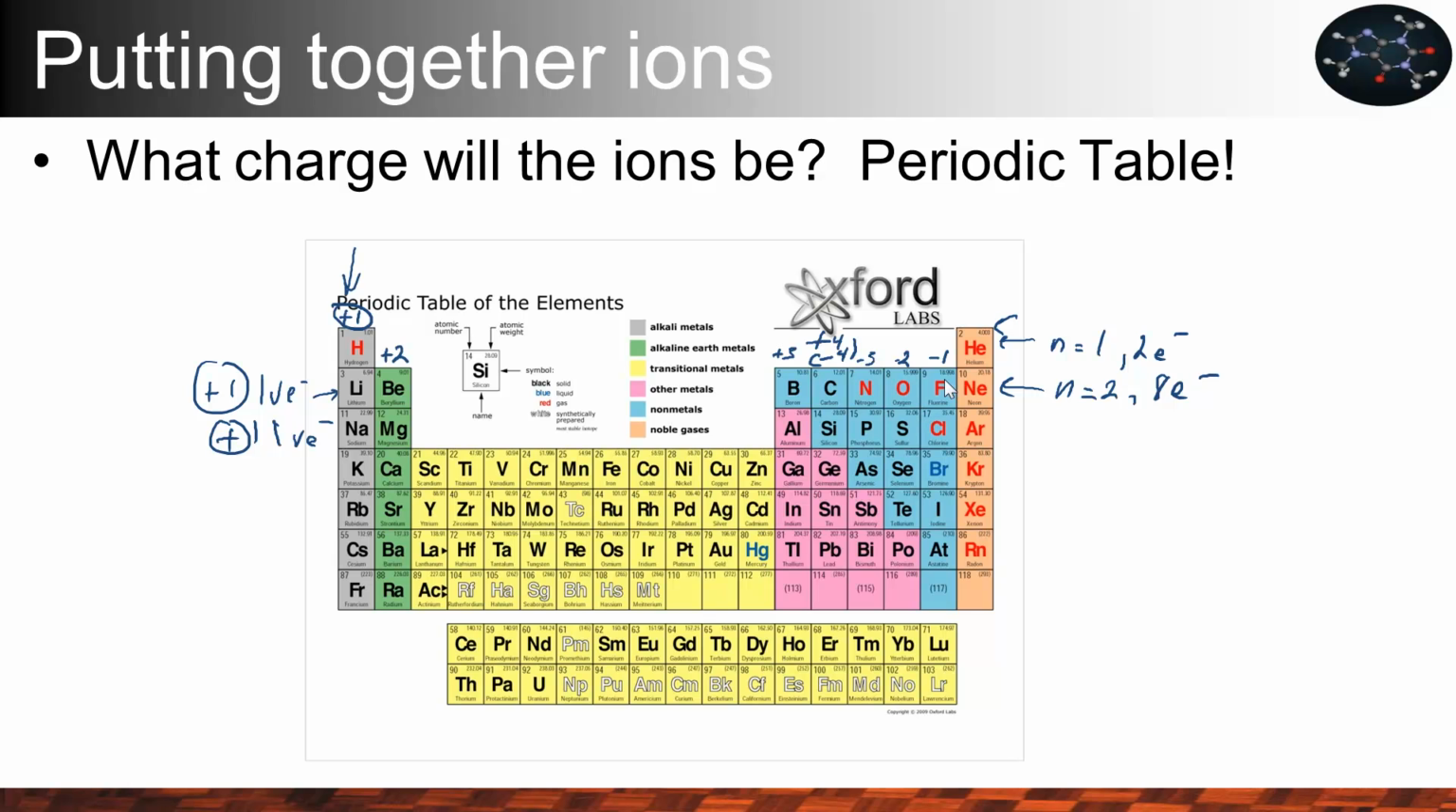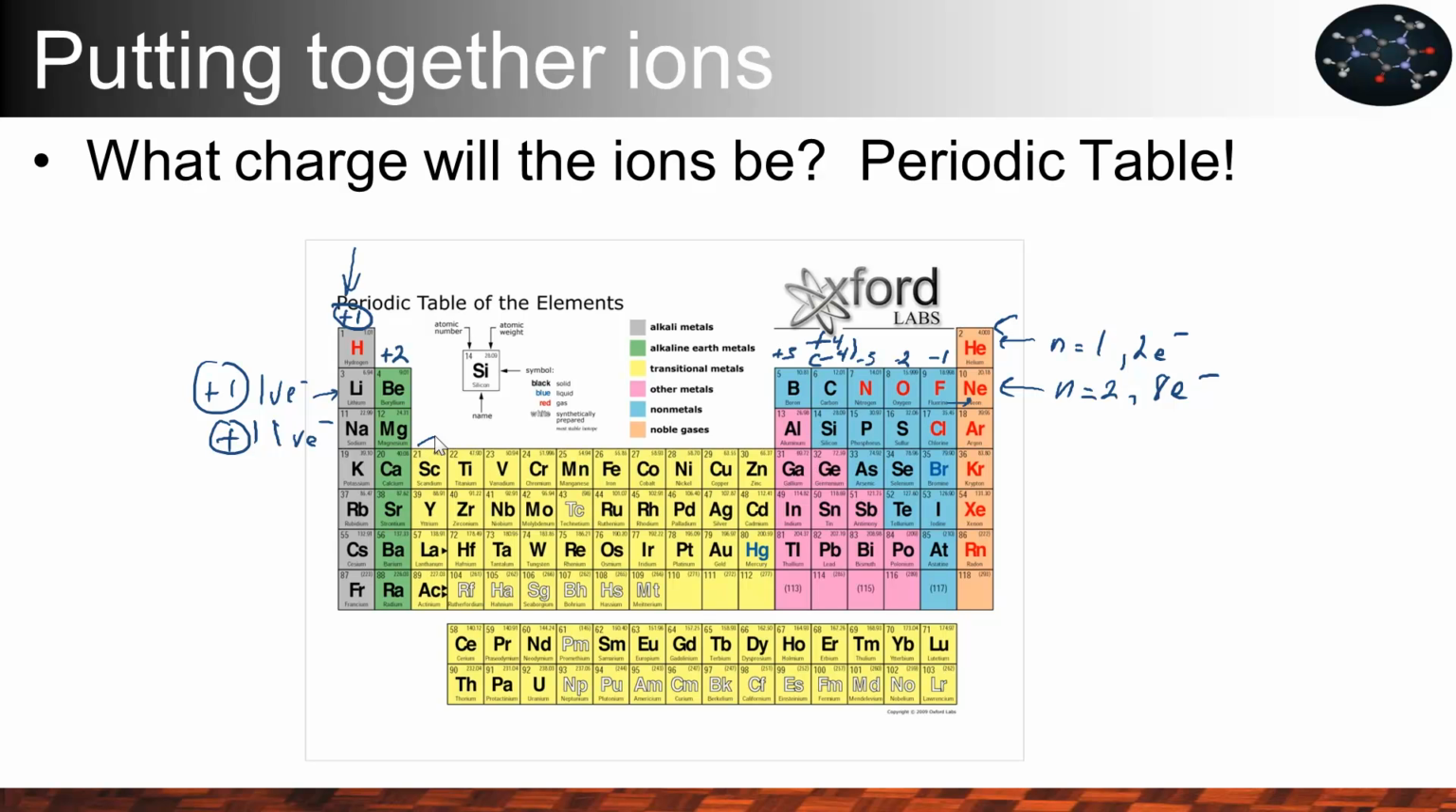Everything in the halogen column, fluorine, chlorine, bromine, iodine, astatine, forms -1 ions. Right? It has 7 valence electrons in each of these elements. All it has to do is gain 1 electron to be like the nearest noble gas, and that's it.